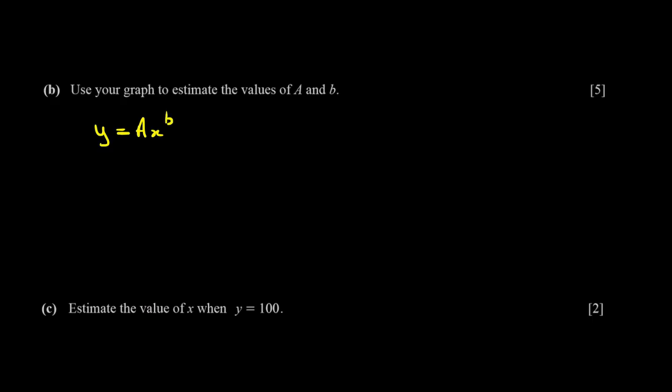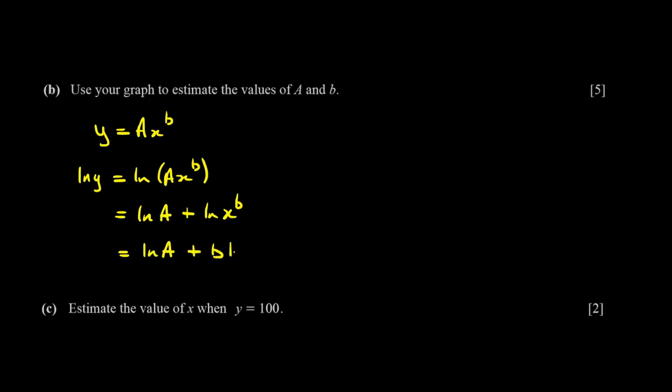And then what we're going to do is log both sides. So I'm going to get ln y is equal to ln ax to the power of b. And I can use the log rules to split this up. I'm going to get ln a plus ln x to the power of b. The log rule there is the log of a times b is equal to the log of a plus the log of b. And then I can use another log rule to bring the b down to the front. So in the end, I'm going to get ln a plus b ln x.